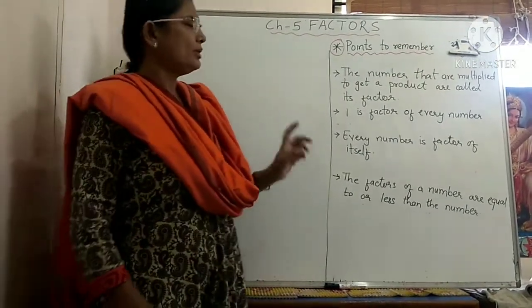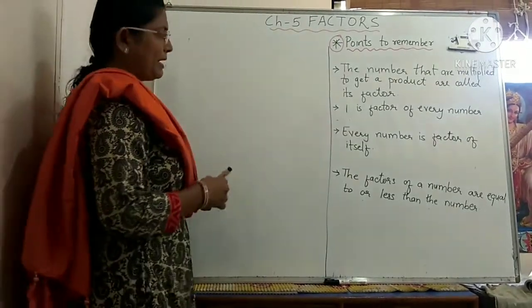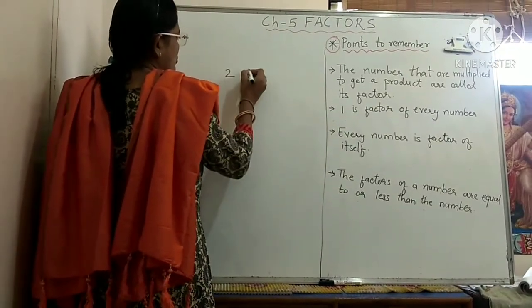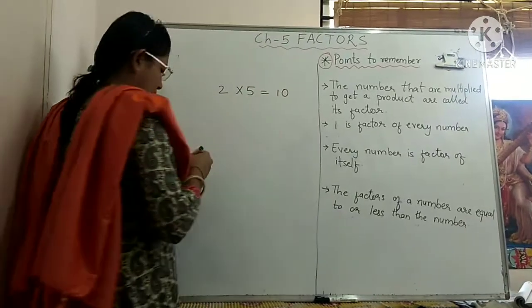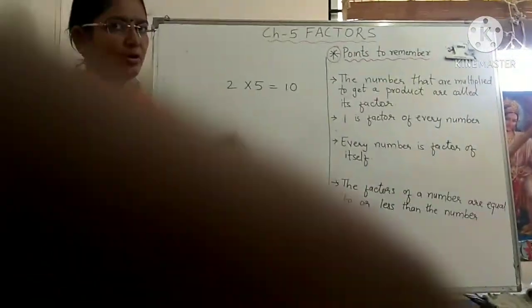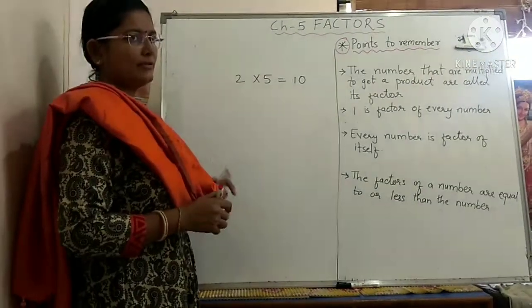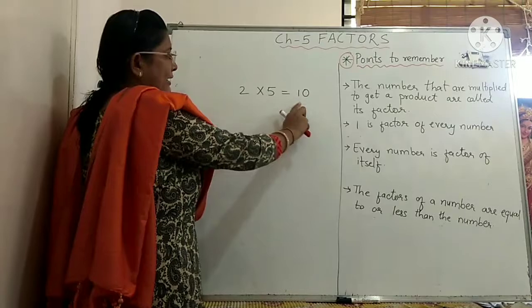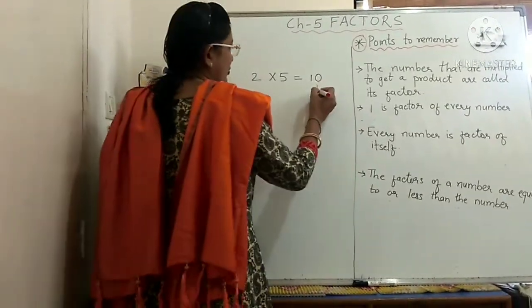Right. Now, if we are multiplying 2 multiplied by 5 is equal to 10, right? This is a table of 2 or 5, you can say. 2 5s are 10 or 5 2s are 10. When you are multiplying any two numbers with each other, you are getting its product. So this is called product.